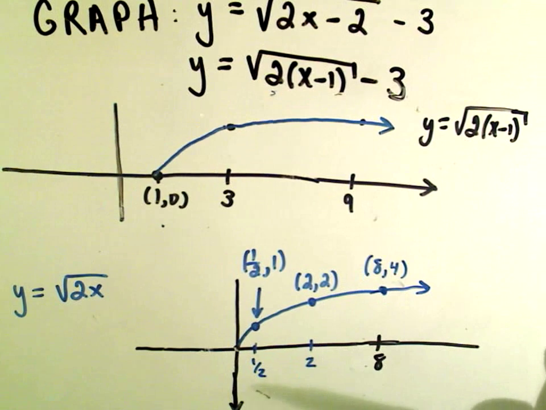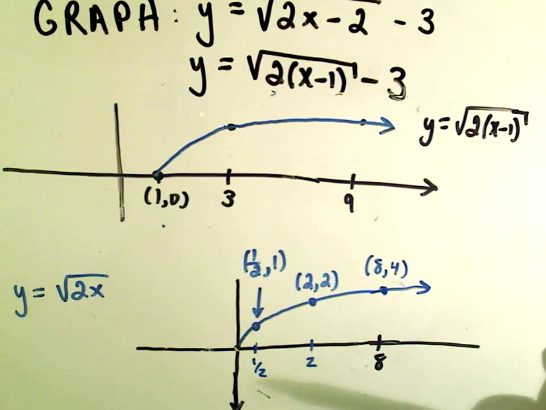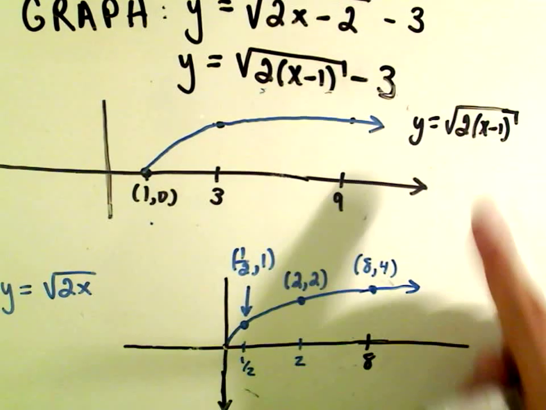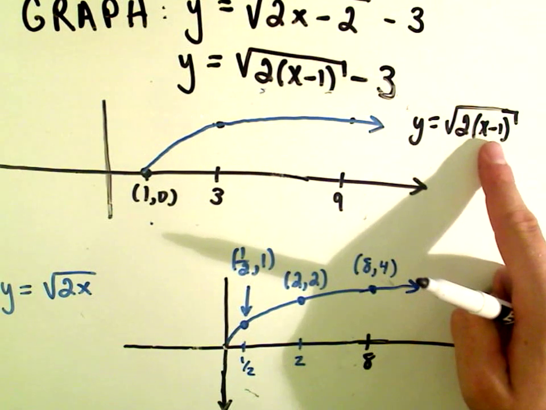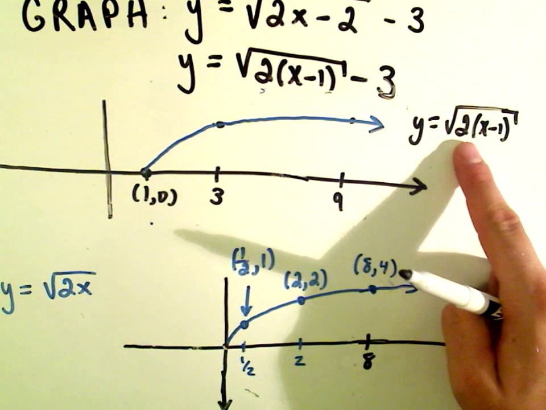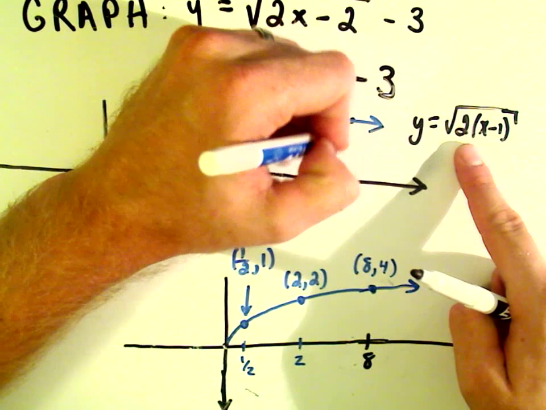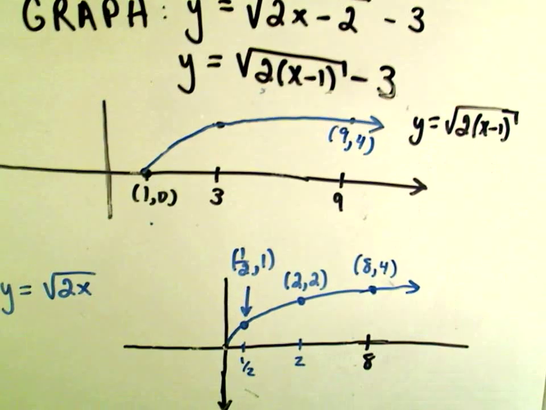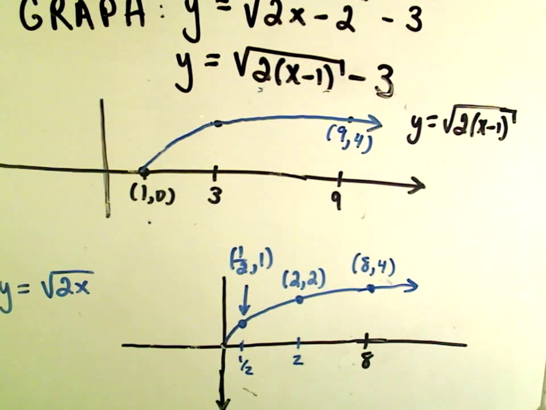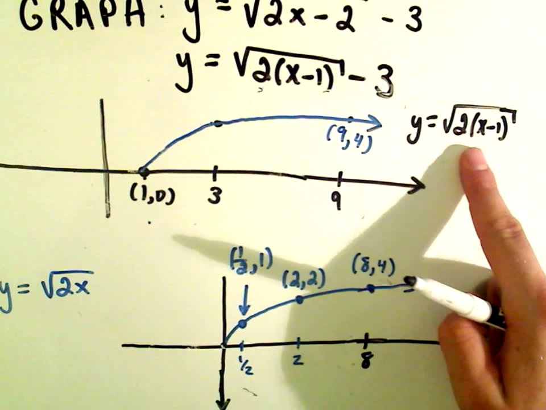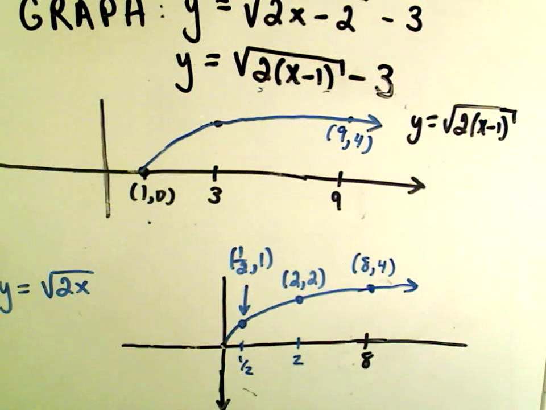Again, not the best graph, but hopefully you'll forgive my artistry. And notice if you plug 9 in, you get 9 minus 1, which is 8. 8 times 2 is 16. The square root of 16 is going to put us up here at a height of 4 units. All right, so this is the graph of the square root of 2 times x minus 1.